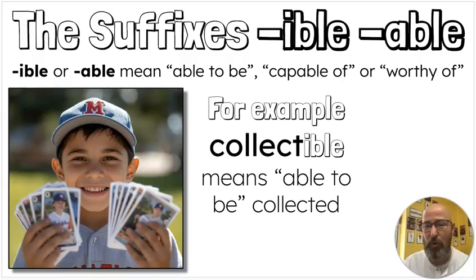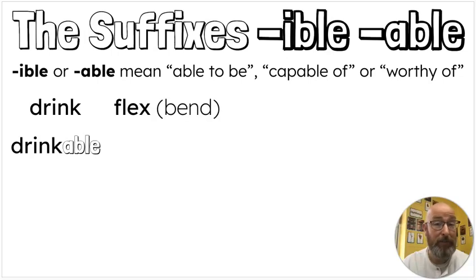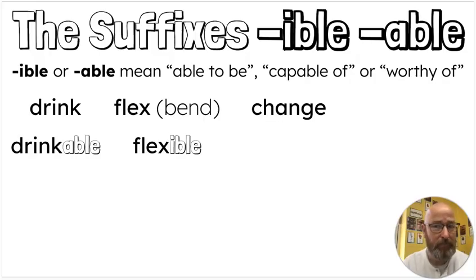Now let's try and make a few words of our own with these. Let's see if you can figure out what they would be. If you're able to drink it, what would we say it is? It is drinkable. That's right. What about if something can flex, if it can bend, what would we say it was? Flexible. That's right. If something is capable of change or able to be changed, it would be changeable. That's right.